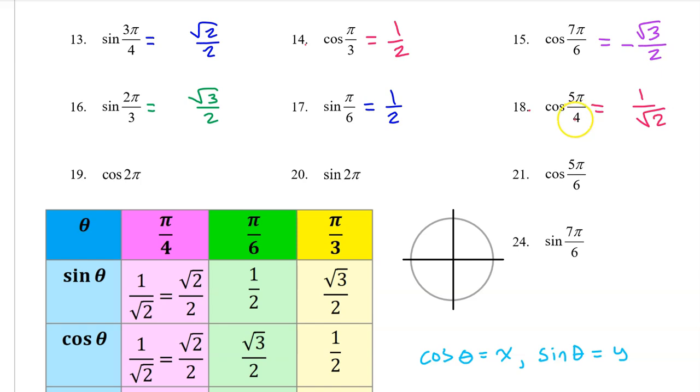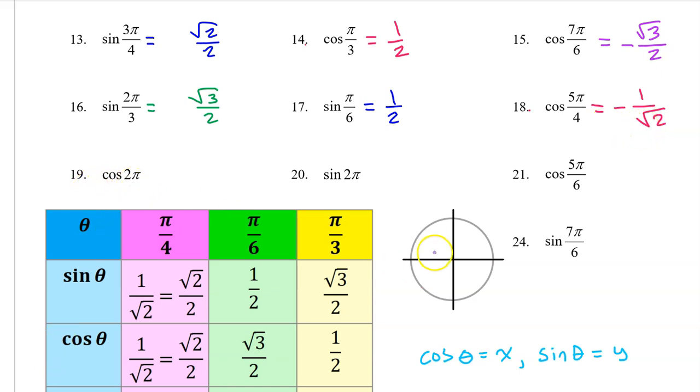With a denominator of 4, let's think of pi as 4 pi over 4. Therefore, 5 pi over 4 will be one multiple past this, placing it in the third quadrant. On the unit circle, cosine is the x value, and x values are negative in the third quadrant. Therefore, the answer will be negative 1 over radical 2.